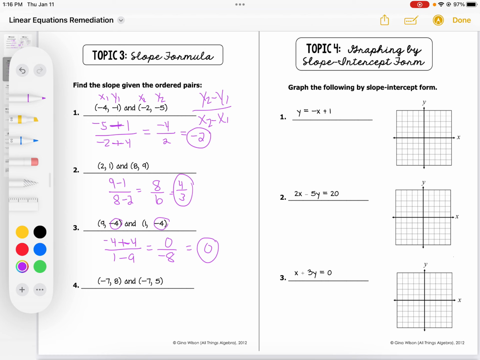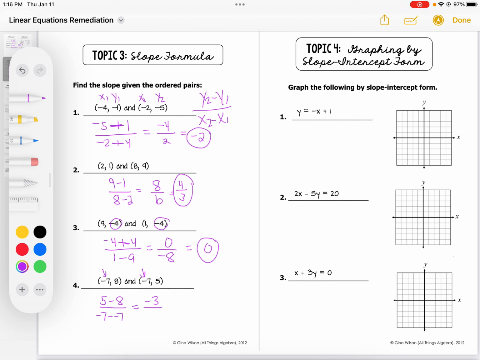Also, thinking about number 4, you might be noticing they have the same x value. Imagine plotting these points. You would go to the left 7, up 8 for the first one, and the left 7, up 5 for the second one. They're on the same vertical line. The slope's going to be undefined. But to use the formula to show that, we would do 5 minus 8 over -7 minus -7.